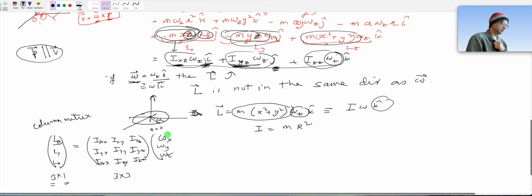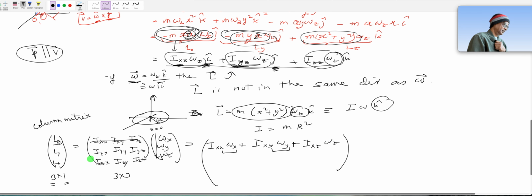You have a matrix multiplication. If you know matrix multiplication, then you can see that these guys will come down like that. This will multiply with that, this will multiply with that, and this will multiply with that. So this is going to be Ixx omega x. The second index usually goes with that. Then Ixy omega y, second again. So this is going to be Ixz omega z. Then this guy will come down like that.